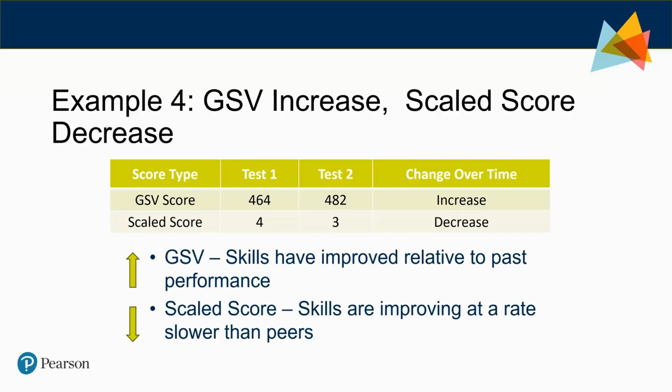And then same thing here with example 4, you can see a growth scale value increase, but a scaled score decrease. So here you can see that the child's actually making progress, but they might not be making as much progress as their peers when they're compared to peers. It shows a slight decrease in that scaled score. So this is a good way to show that students are making progress despite what their scaled score might reflect between two administrations of some of the tests that we offer.